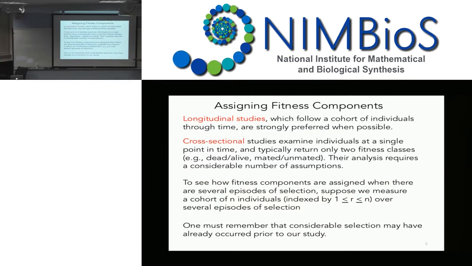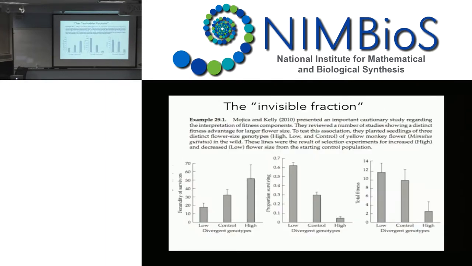So suppose we have a cohort of individuals indexed by R. We have N of them. And we then ask how we assign fitnesses to those. A key thing here, which can't be stressed enough, is that considerable selection may have already occurred prior to the study.